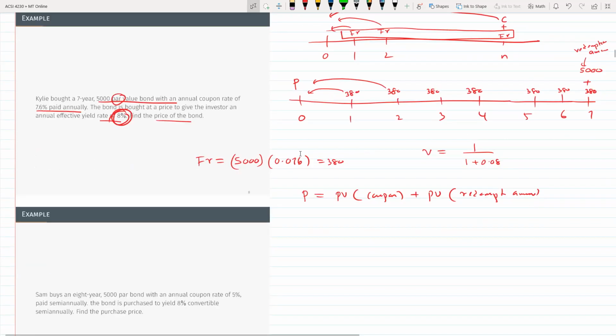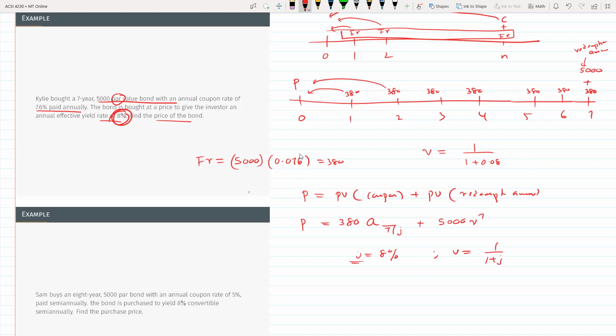If I write the formula, this is 380 times a angle N at rate j, where N is 7 and j is 8%. That's the discount rate we are going to use. Plus C, and C is 5,000 times v to the 7, where v is 1 over 1 plus j, and j is 8%. So that's the formula. Now, how do we calculate this? We are going to use the calculator.